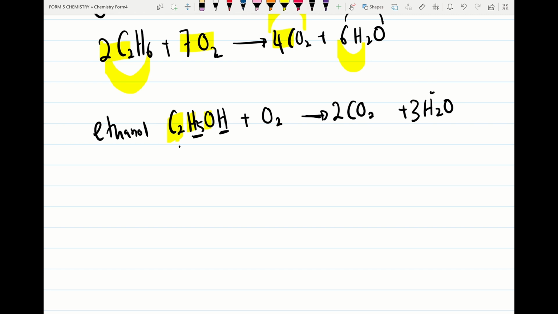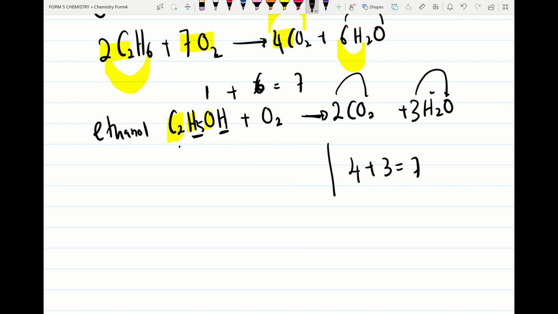Alright, so next we try to calculate the number of oxygen present on the right hand side. So here 4 plus here I got 3, total 7. And don't forget to include this one, oxygen 1. Alright, plus how much? We will get 7. 1 plus 6 will be 7. So here I need 3. So the total oxygen here, from here 1, from here we got 6, so total will be 7. So this is the answer that students must write.